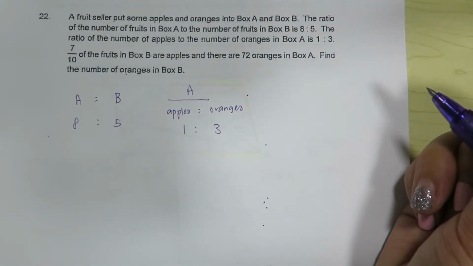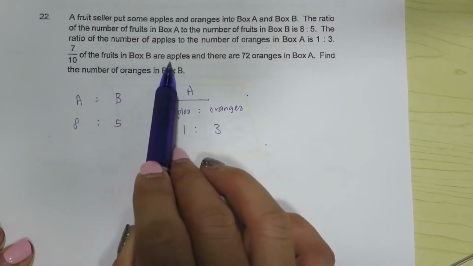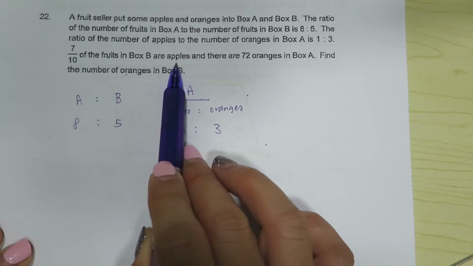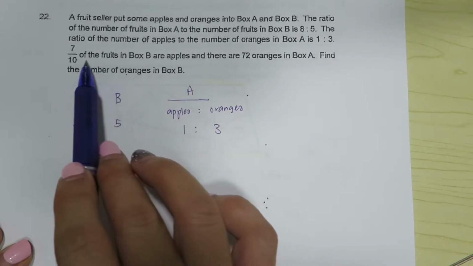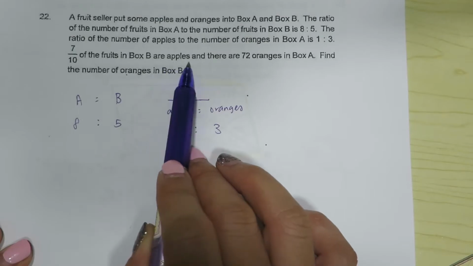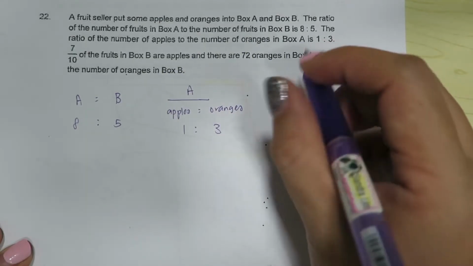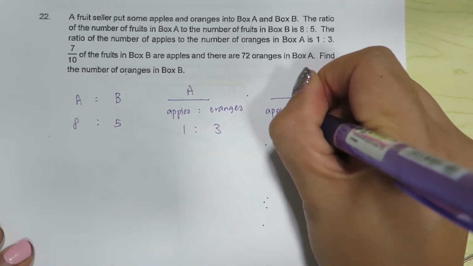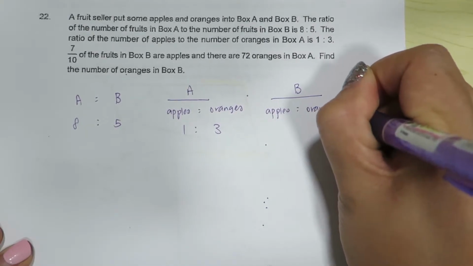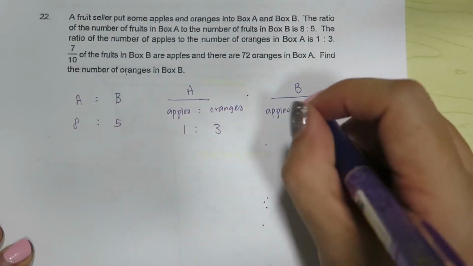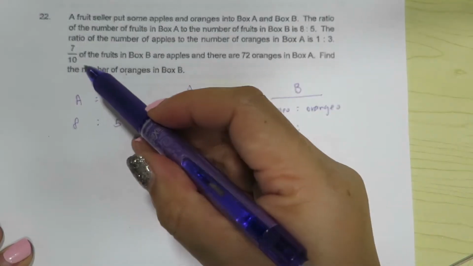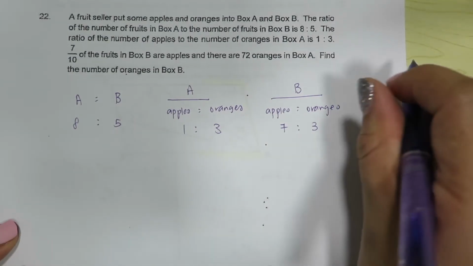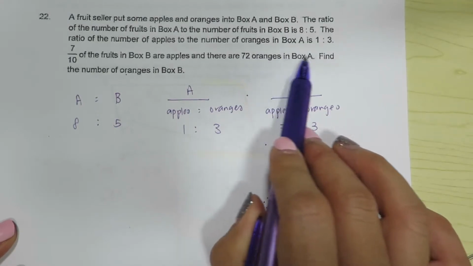Next, we know that 7 out of 10 of the fruits in B are apples. This tells us that 3/10 of the fruits in B are oranges. So from there, I have my ratio for B as well. Inside box B, apples is 7 out of 10, so that gives me 7 units. And 3/10, which is 3 units, would be oranges. Then my clue is 72 oranges in box A.